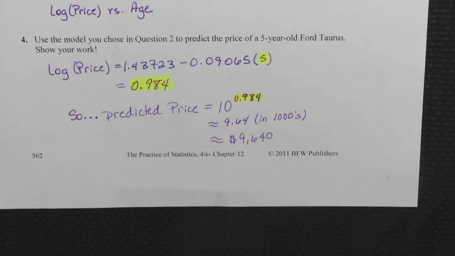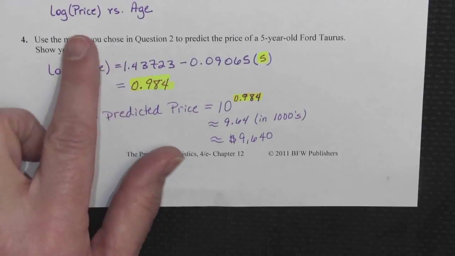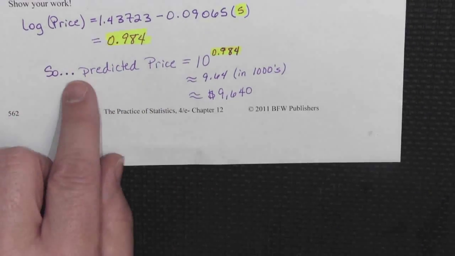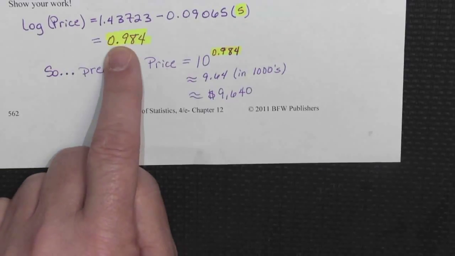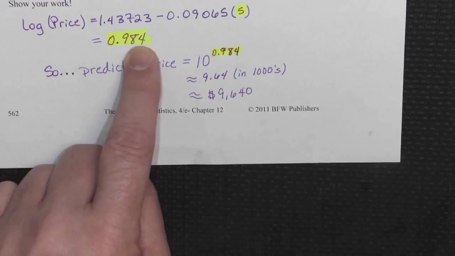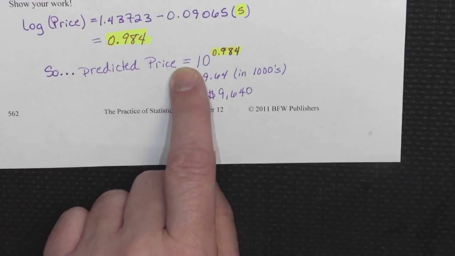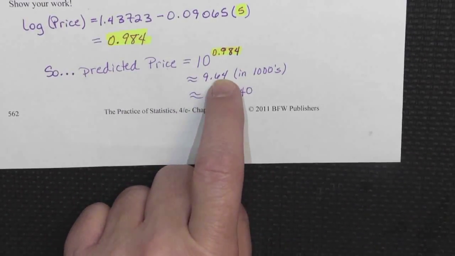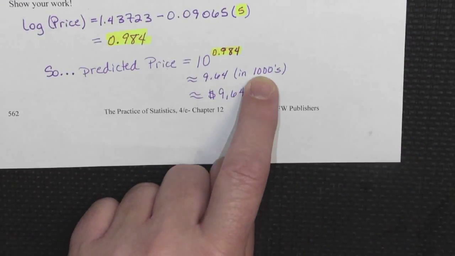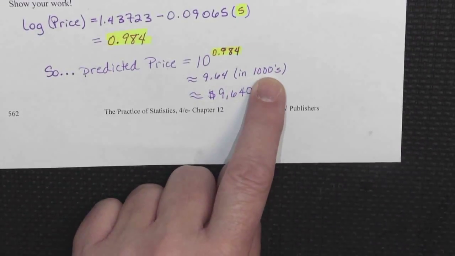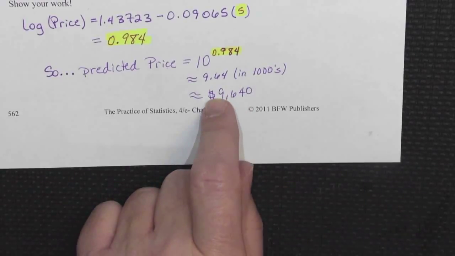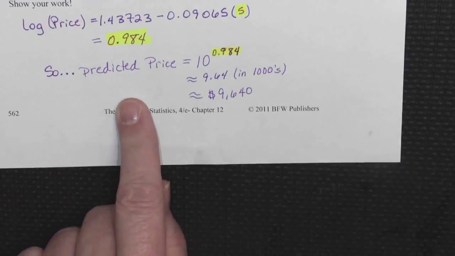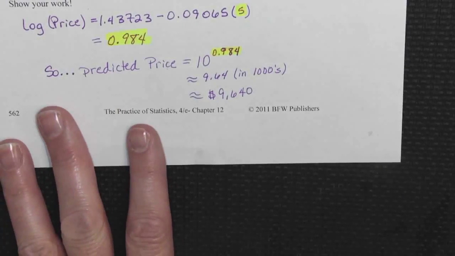So, I wish I had a pen right here, but, so you put 10, well, we did it right here. So here's what you would use as the exponent. And this is plain log, so that's base 10. So the predicted price is base 10 to that power. And then we get that 9.64, but this is in 1,000s or thousands. So then we multiply that by 1,000, and we get $9,640. That's the approximate price of a 5-year-old Ford Taurus.